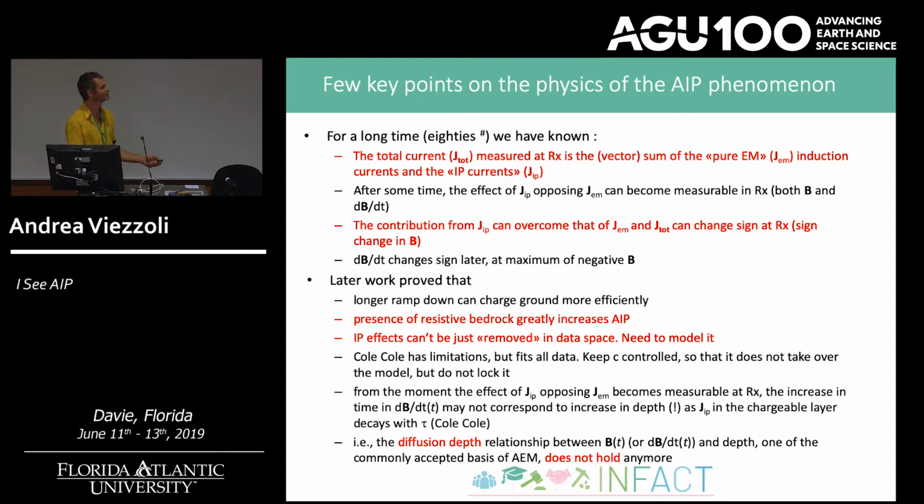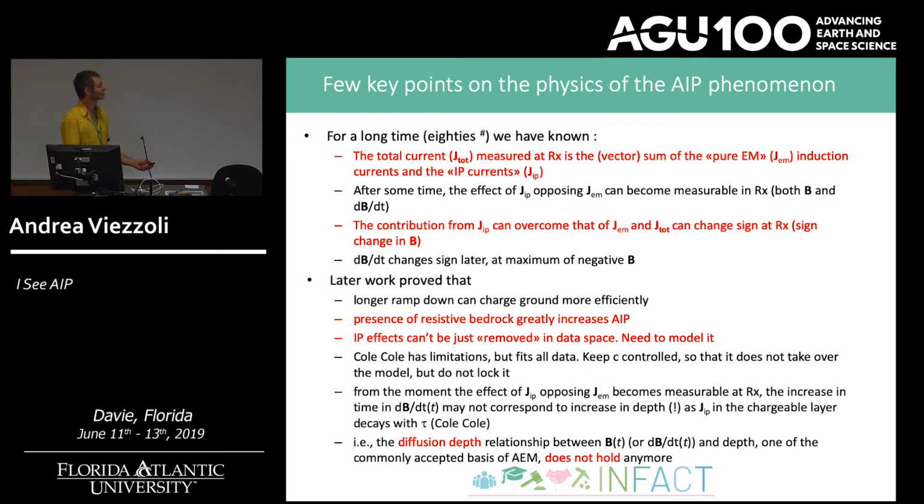That happens later. Anyway, more recent work proved that the presence of resistive bedrock greatly enhances airborne IP. Airborne IP can't be just removed in the data space. It's impossible. You need to model it. And quite importantly as well, the moment you have IP effects in the data, your diffusion depth relationship of time versus depth ceases to hold. It's not valid anymore.